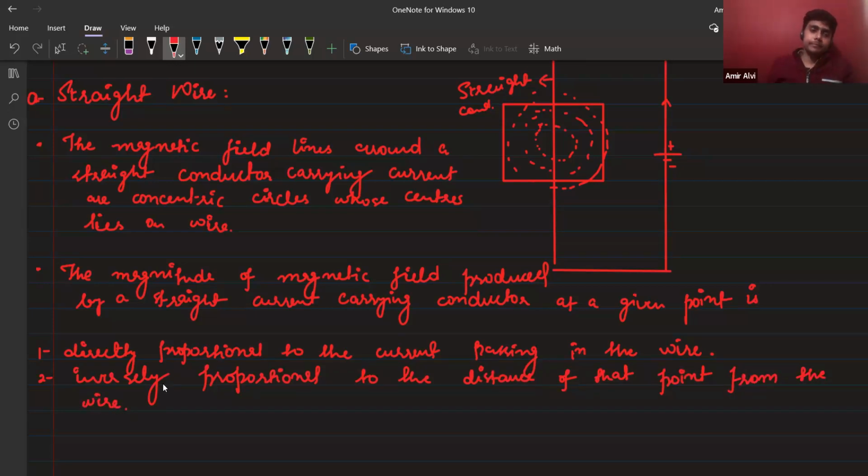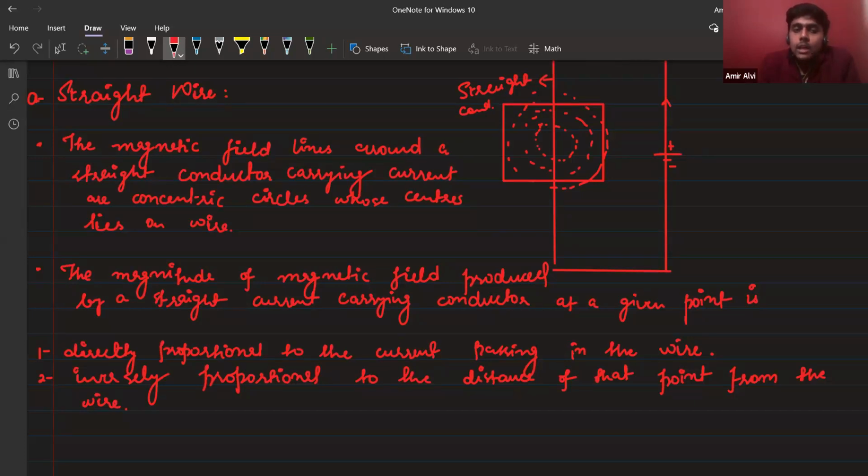So directly proportional means if the value of the electric current is increased, a higher magnetic field will be generated around it. The more the magnitude of the electric current, the more will be the strength of the magnetic field, right, Zainab? Yes, sir.